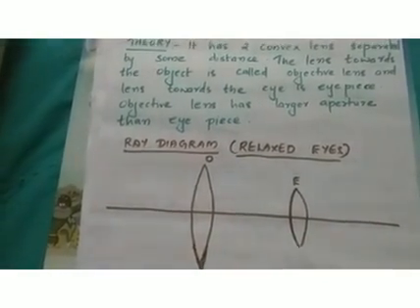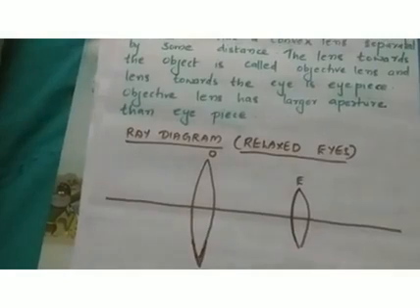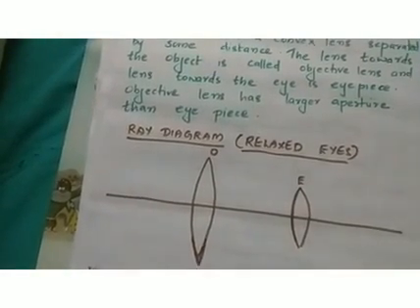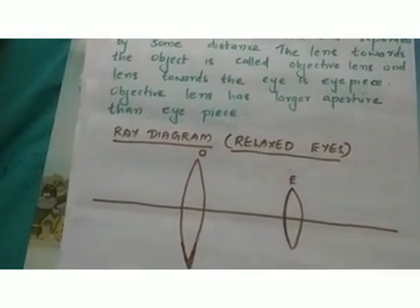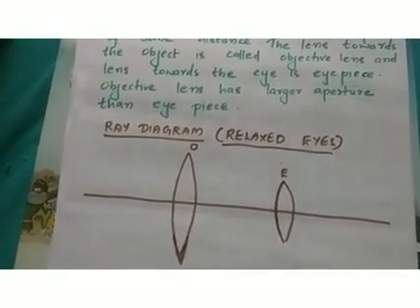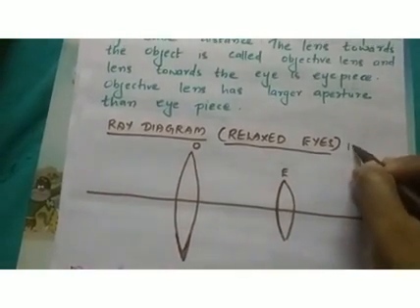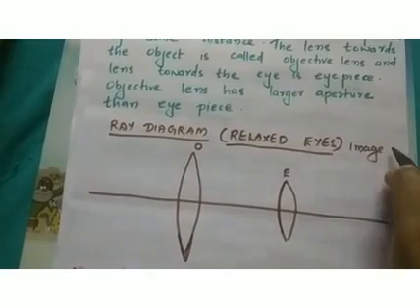Now, we can discuss the ray diagrams. So first we will discuss the setting of the astronomical telescope for relaxed eyes. Okay, setting for relaxed eyes. Setting for relaxed eyes means what? Image should form at infinity. That is the setting for relaxed eye.